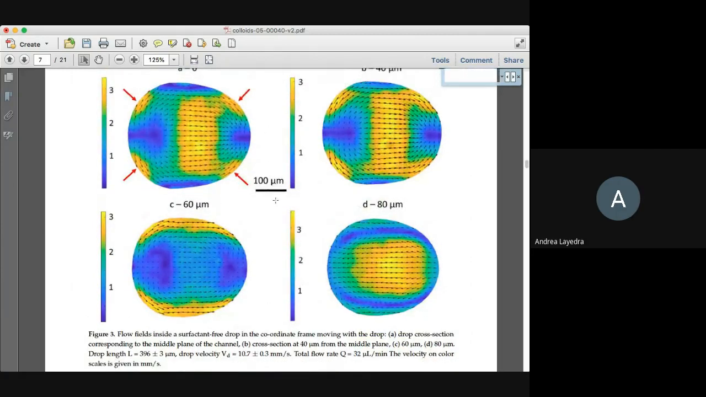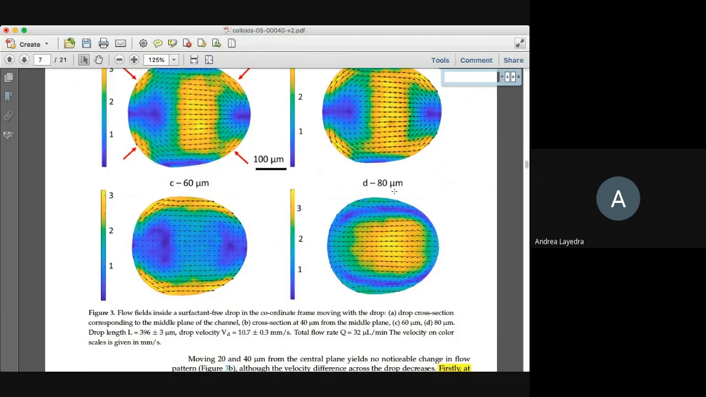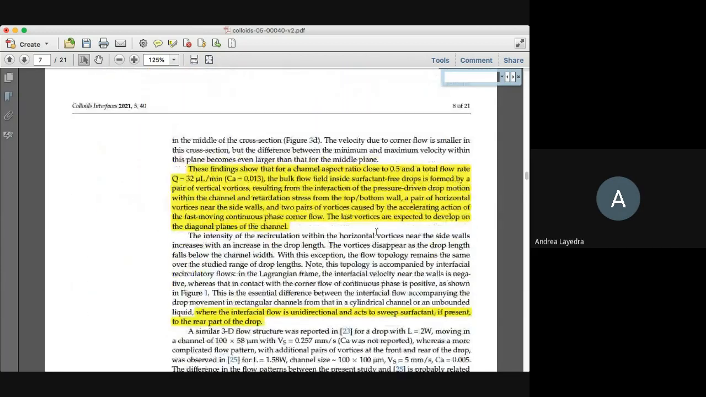So here is the middle plane. In A is the middle plane, and then 14 micrometers above the middle plane, 60 micrometers on top, and 80 micrometers. So here we see the distribution and at which points the velocity is higher. And you can see here the velocity is represented by arrows, how the vortices are going to be formed. So here, for example, at D, at 80 micrometers above the middle plane, you can see the vortices that are going to be experienced by the droplets.